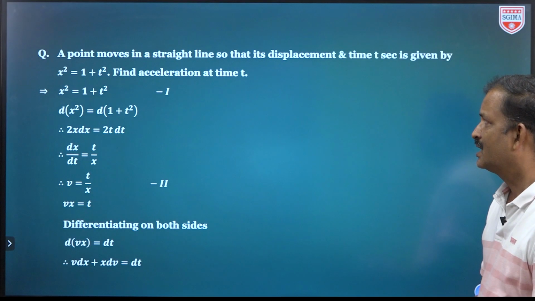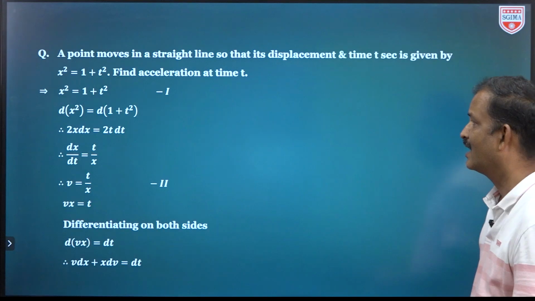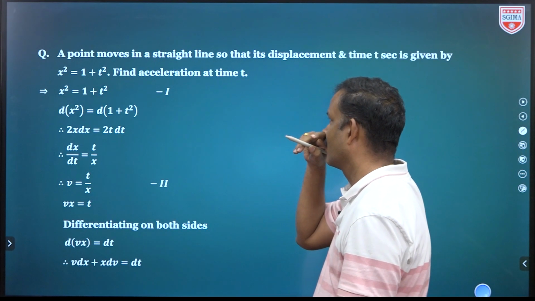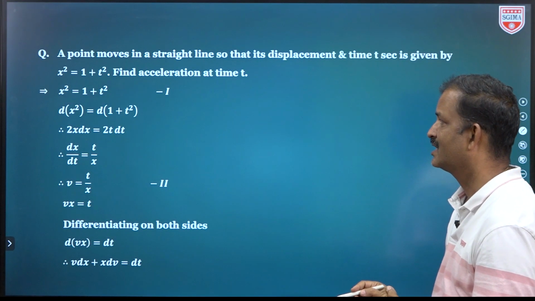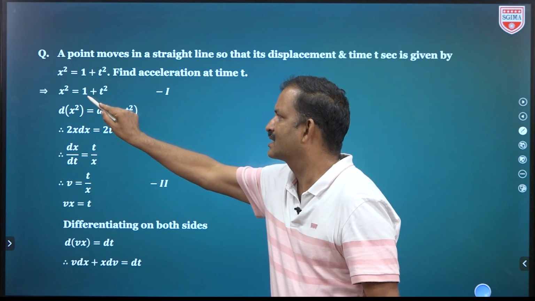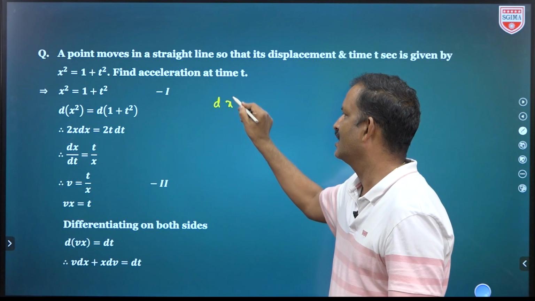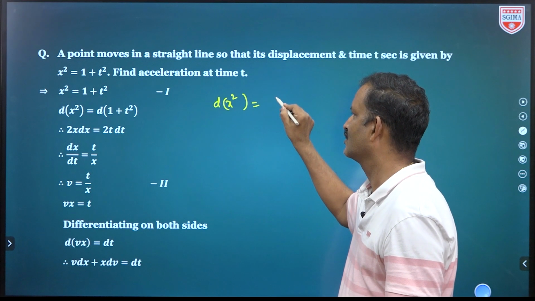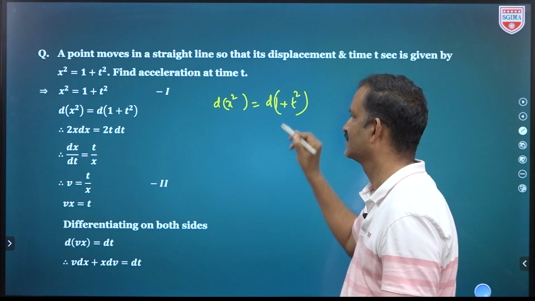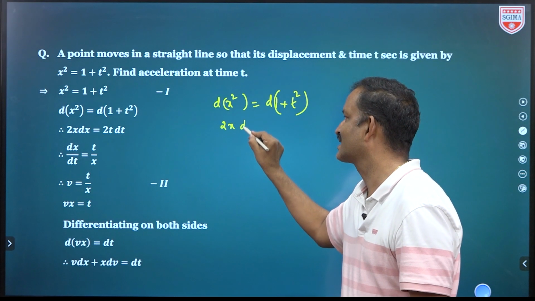A point moves in a straight line so that its displacement and time are related by x square is equal to 1 plus t square. Find the acceleration at a time t. First, I am taking the displacement x square is 1 plus t square. I am doing the differentiation. d of x square is equal to the differentiation of 1 plus t square. X square differentiation is 2x, and you have to write dx here.